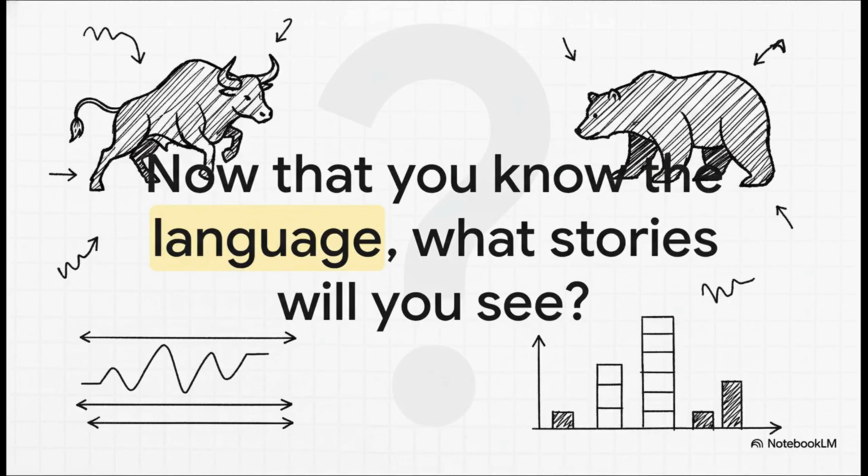So the next time you pull up a chart, don't just see a bunch of noise. Look for the battle between the bulls and the bears. Look for those floors and ceilings. Look for the stories that they're trying to tell you. You've just learned the first few letters of a whole new alphabet. The only question now is, what are you going to read?